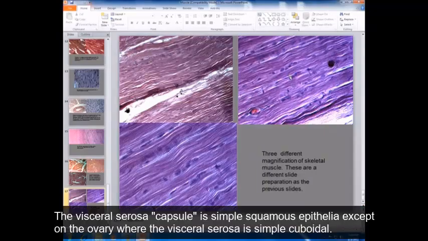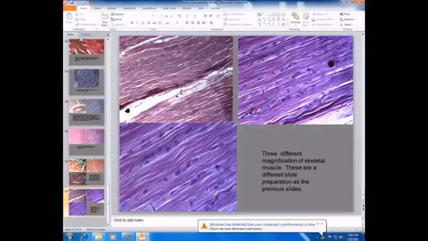Sure. The serosa of the intestine, that is serosa, right? The intestine, the serosa is simple squamous. Only on the ovaries will you have simple columnar as the visceral serosa. Okay? Okay.